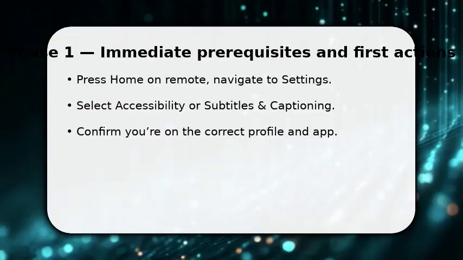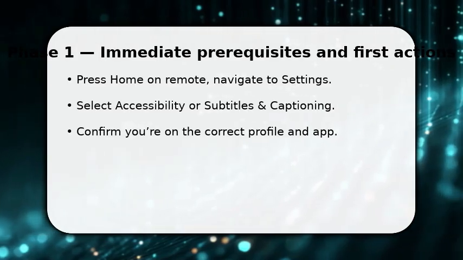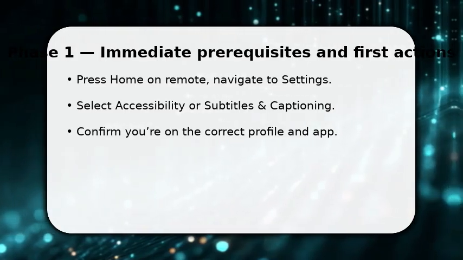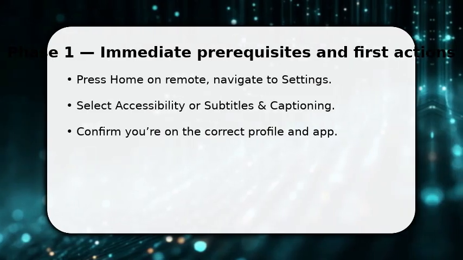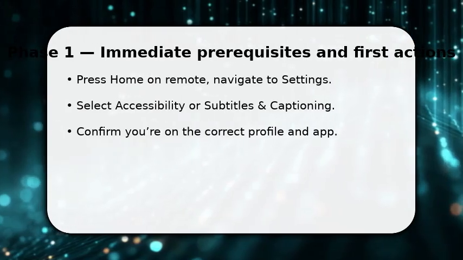Please enjoy the video. You start by opening settings from the home screen. Press the remote home button and move right. Once there, select accessibility or subtitles and captioning to reach caption controls. This is where Fire TV centralizes text options.